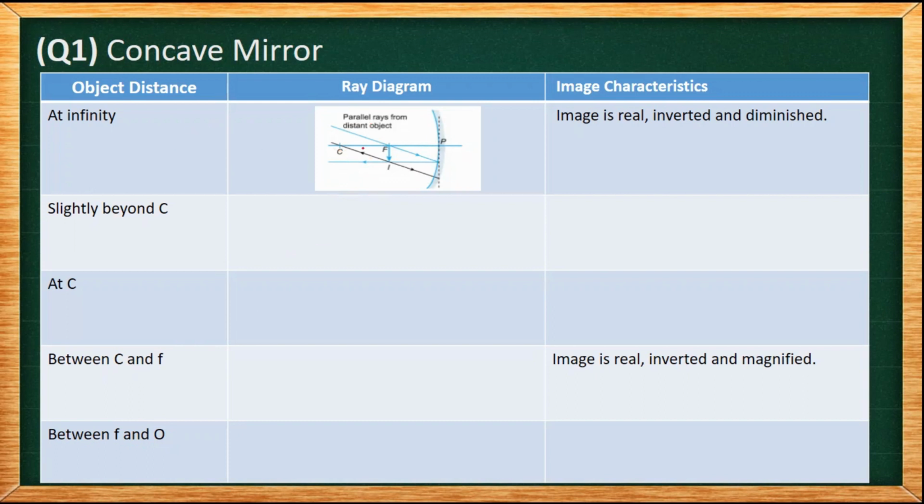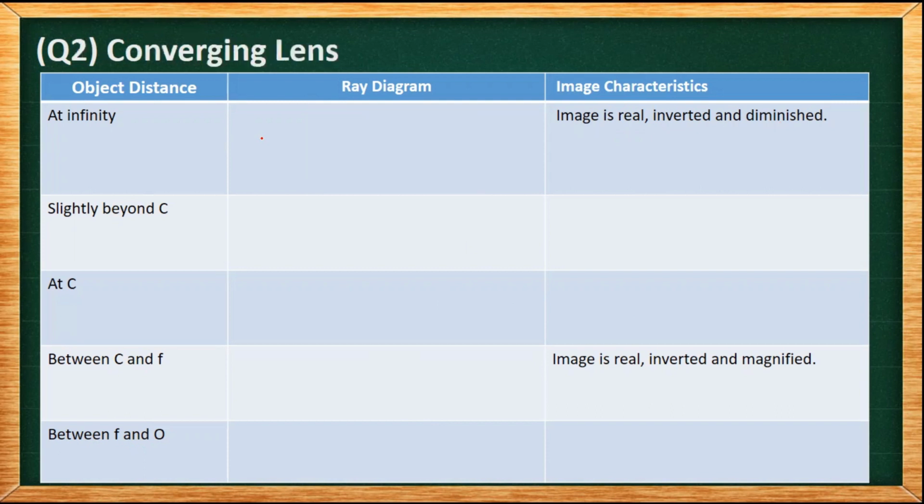Now in this figure, for the first portion you only have 2 rays, but for the other portions here, I'd like you to do the 3 rays: central ray, parallel ray, and focal ray, and identify the image characteristics. Is it real or virtual? Is it inverted or upright? Is it magnified or diminished? So fill in this table here for a concave mirror and also for a converging lens.